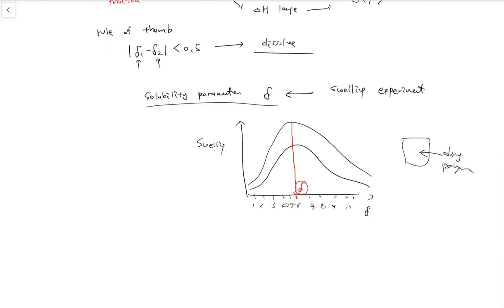Alright, so this solubility parameter is based on Hildebrand, and there is another solubility parameter which is called Hansen's three-dimensional solubility parameter. The Hansen's solubility parameter delta is given as the square root of delta p squared plus delta d squared plus delta h squared.